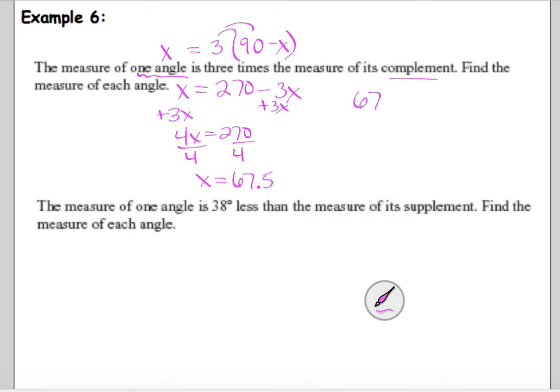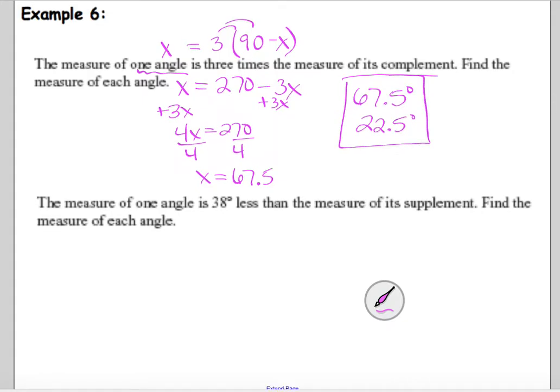So we have a 67.5 degree angle, and then we have the complement to that, which is 90 minus this. 90 minus 67.5 is 22.5 degrees. So there is our pair of angles. They said find each angle.